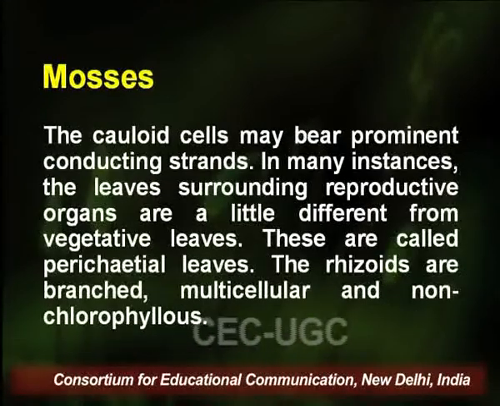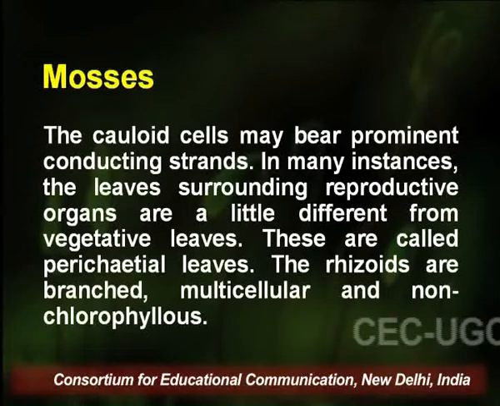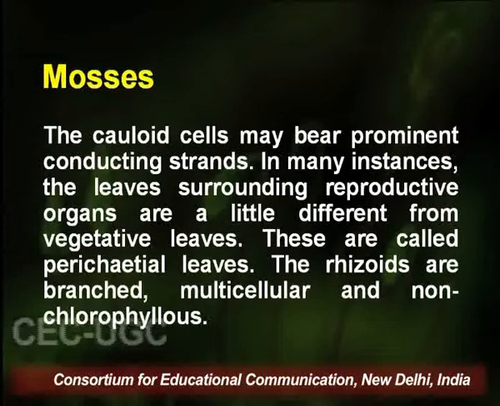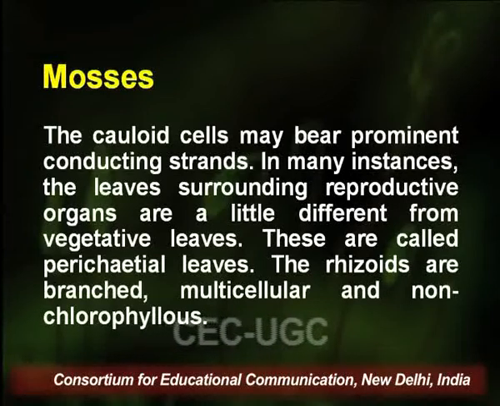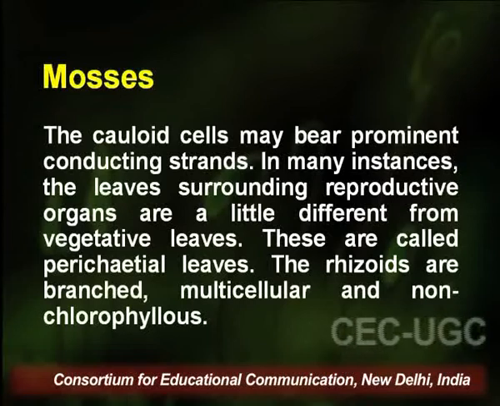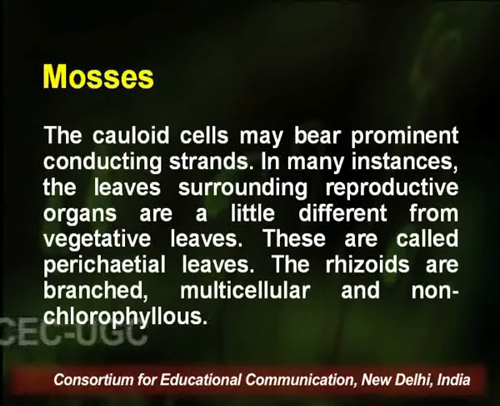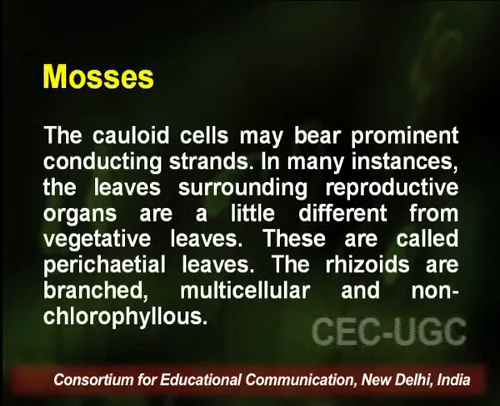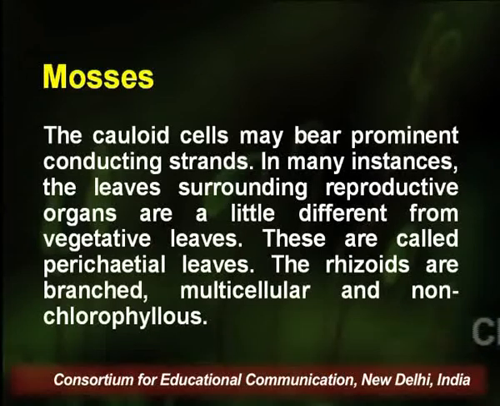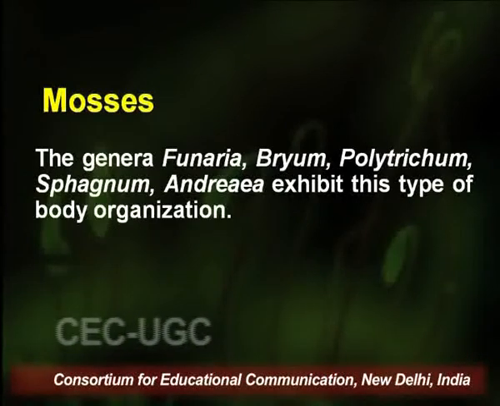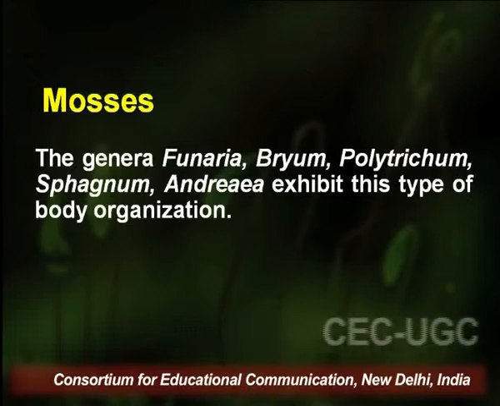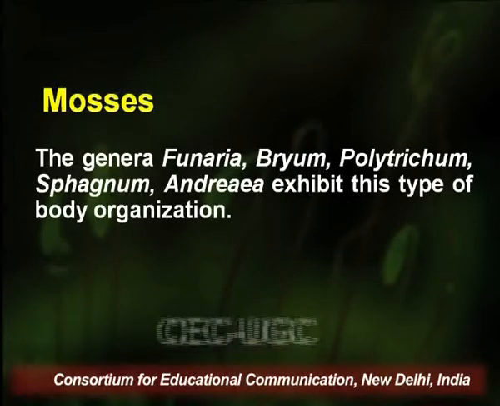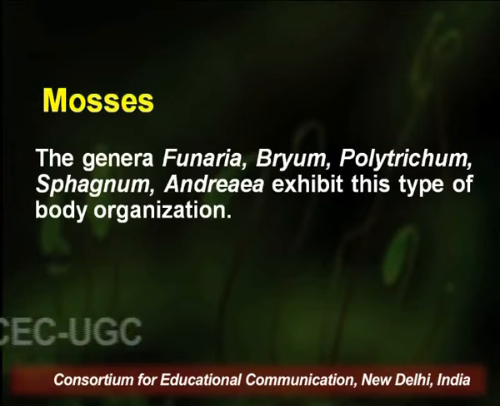The cauloid cells may bear prominent conducting strands. In many instances, the leaves surrounding reproductive organs are a little different from vegetative leaves. These are called perichaetial leaves. The rhizoids are branched, multicellular and non-chlorophyllous. Mosses are represented by genera such as Funaria, Bryum, Polytrichum, Sphagnum, Andreaea, etc.